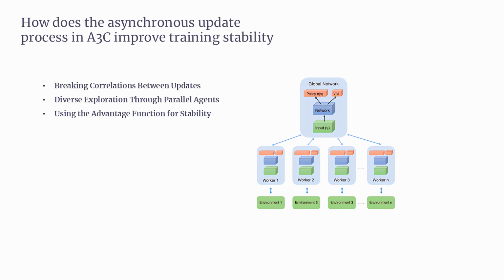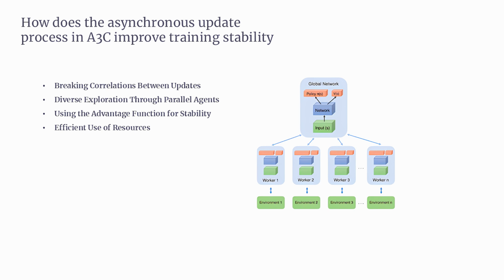The advantage function helps the model focus on actions that are better than average. Instead of blindly following rewards, it measures how much better an action is compared to what was expected. By updating policies based on the advantage function, A3C reduces the randomness, variance in updates, making training smoother and more consistent. The fourth, efficient use of resources.